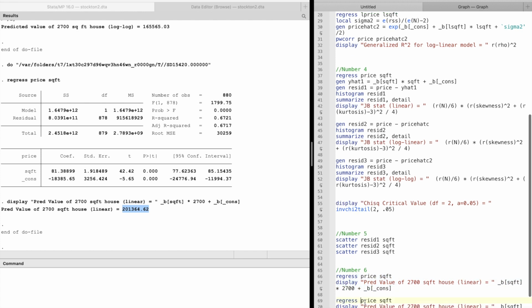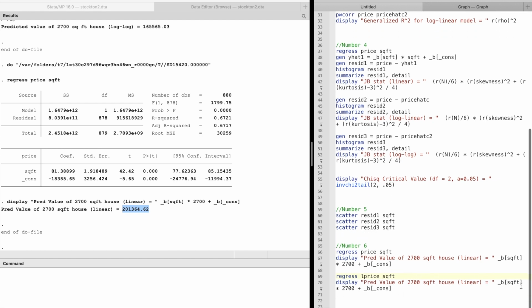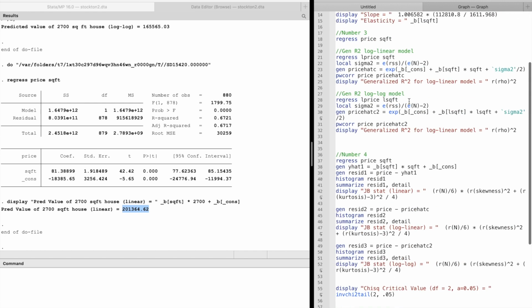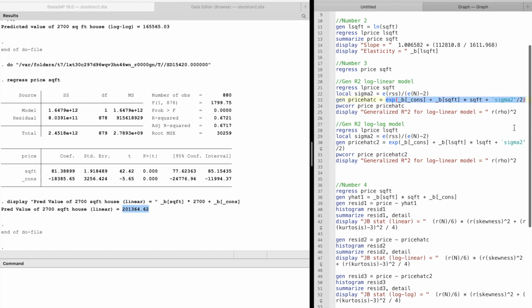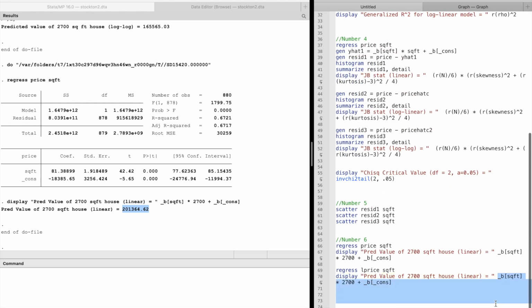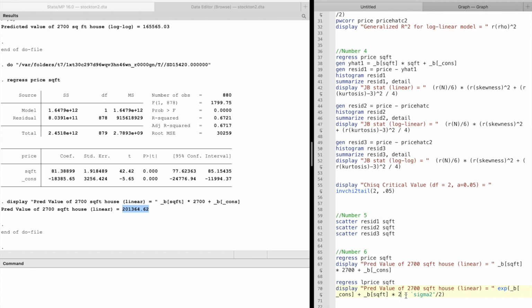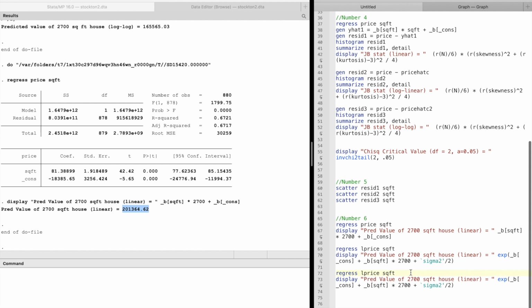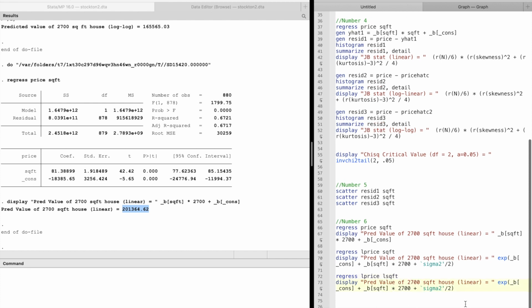And then when we do this with our L price, our log linear, we're going to need a slightly different equation in here, so let's go up here to remember what that was. It's the exponential. And again, we want to switch square feet with 2700. So this is our corrected predicted value. And then we want to do this for the L square feet as well and compare the values. So in here we want to do ln of 2700, since we have the log of square feet as our right hand side variable.